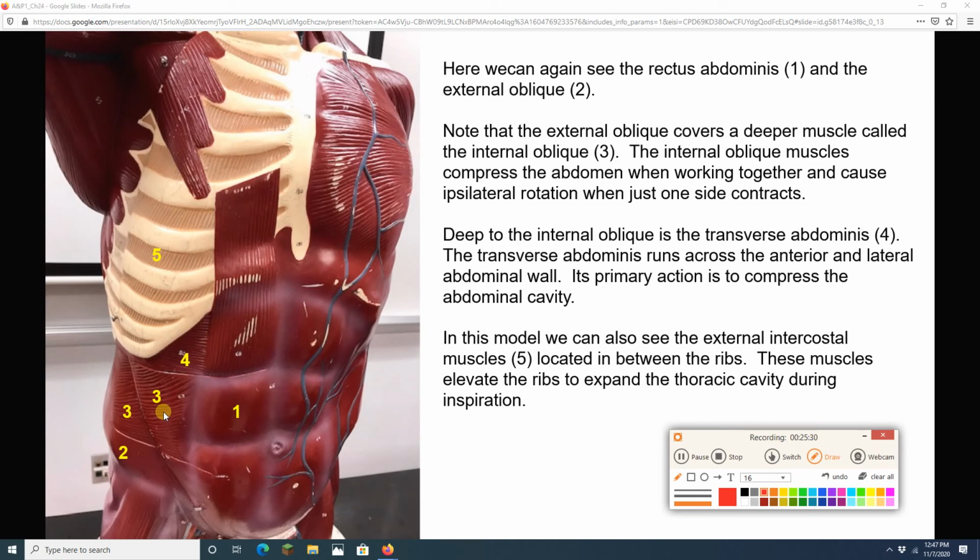Underneath it is this deepest abdominal muscle called the transverse abdominis. Transverse because its fibers are running across. It is going to compress your abdominal cavity. Think about blowing out a candle. Let's pretend it was your birthday.